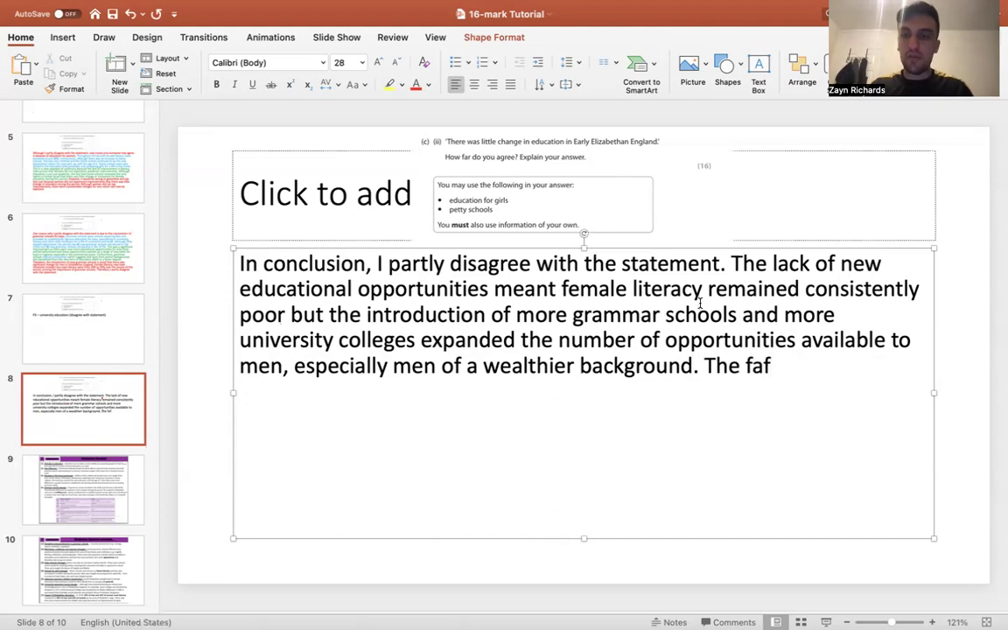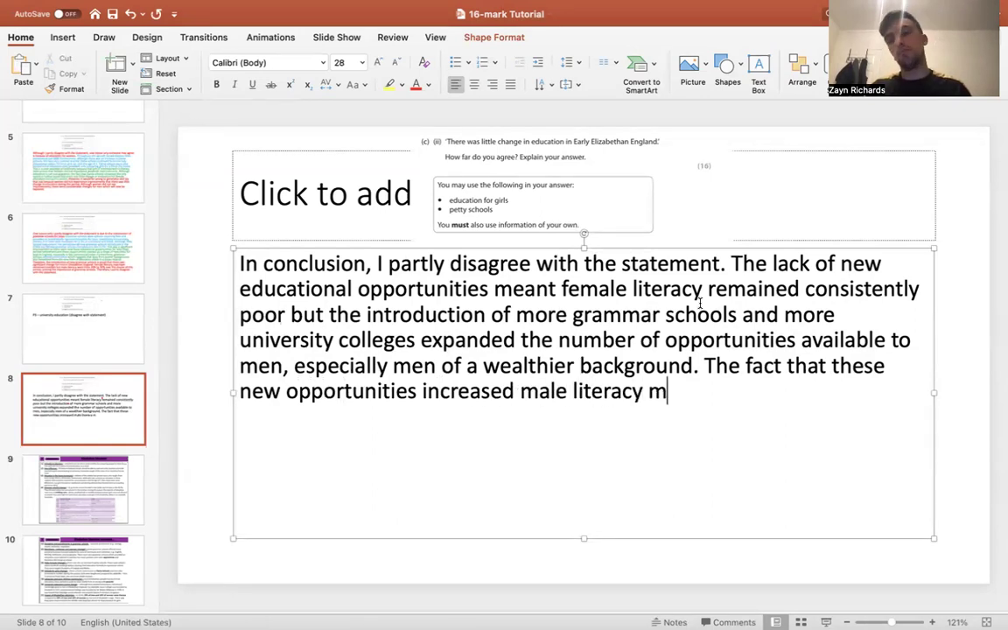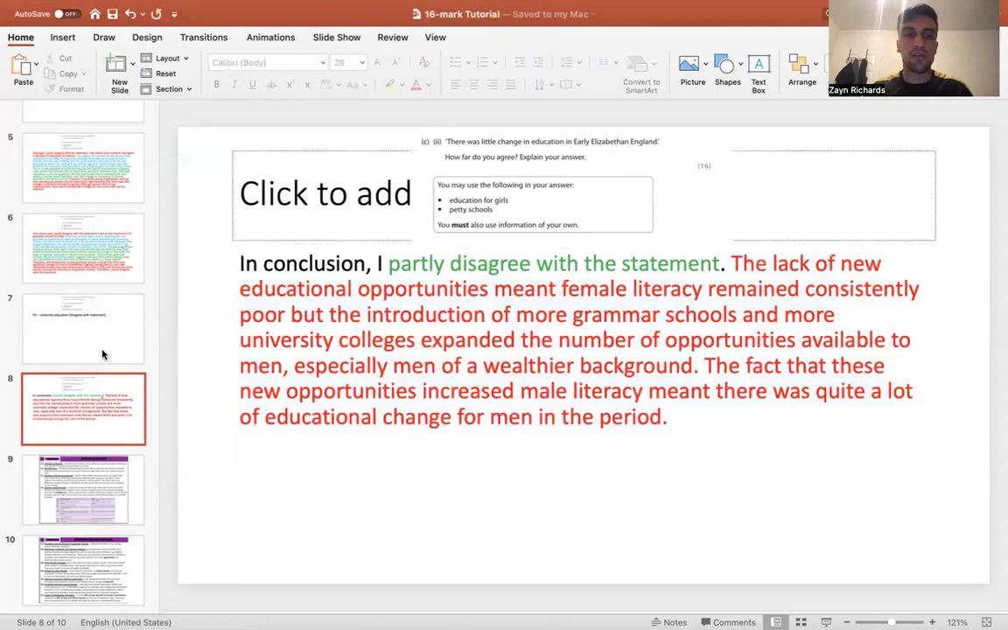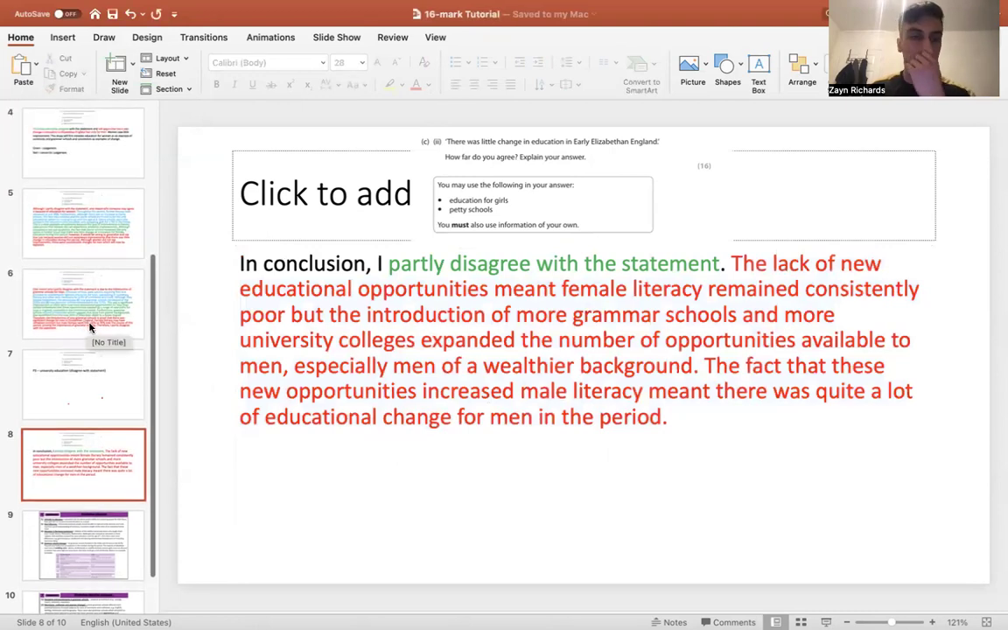The fact that these new opportunities increased male literacy meant there was quite a lot of educational change for men in the period. Something like that. Okay, so all I'm doing is restating in green my judgment, and then in red I'm giving my reason for the judgment, which is all of that basically. Recapping what I've already said, and then really honing in on my argument.